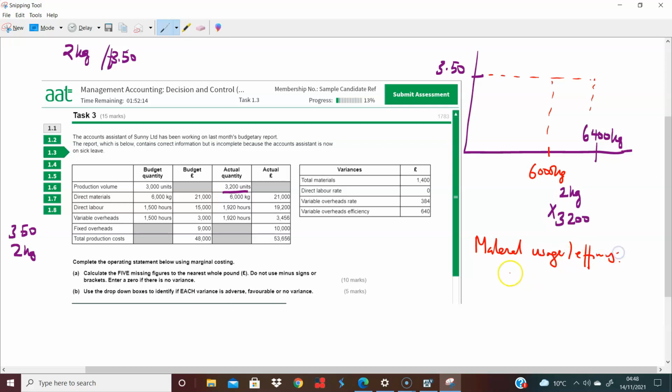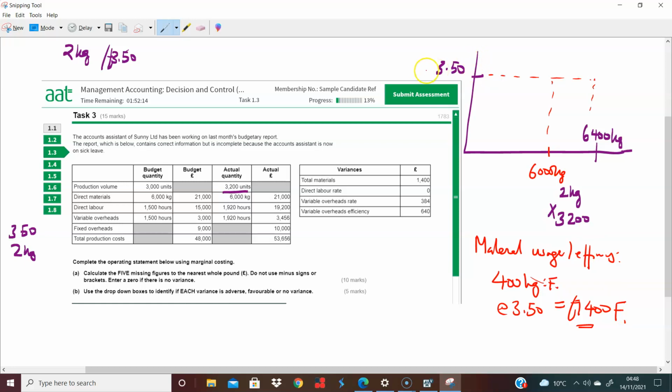You have a 400 kilogram favorable variance, of course. And then we are costing that at £3.50. So 400 times £3.50 is 1,400. So your material usage variance is 1,400 favorable.